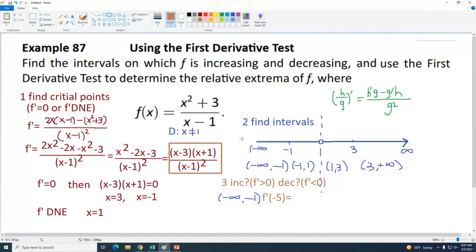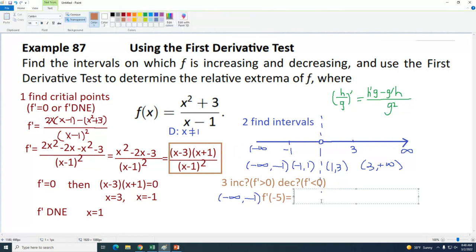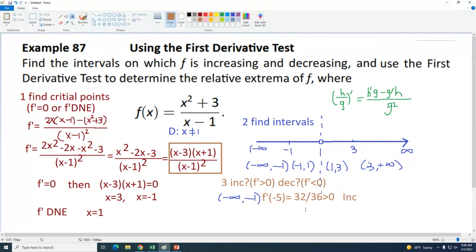So I'll say negative 5 minus 3 is negative 8. Negative 5 plus 1 is negative 4. So negative 8 times negative 4 is 32. And 32 divided by negative 5 minus 1 squared, 36. So 32 divided by 36, that's what it is. What's important is whether it's negative or positive; the exact value is okay. We know that it's positive, so it must be increasing here. So on the interval it would be increasing.